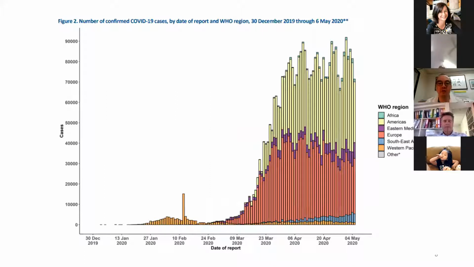This is a graph which I took from the WHO website, showing the distribution of cases among the different continents. As you can see, at the moment, Europe and America have the majority of cases. I'm particularly worried about the blue color here, which is the number of cases in Southeast Asia. As you can see, it is slowly creeping up. And it's because of this I asked Gerard for his kind help to organize this webinar to try to alert my fellow ophthalmologists in Southeast Asia.